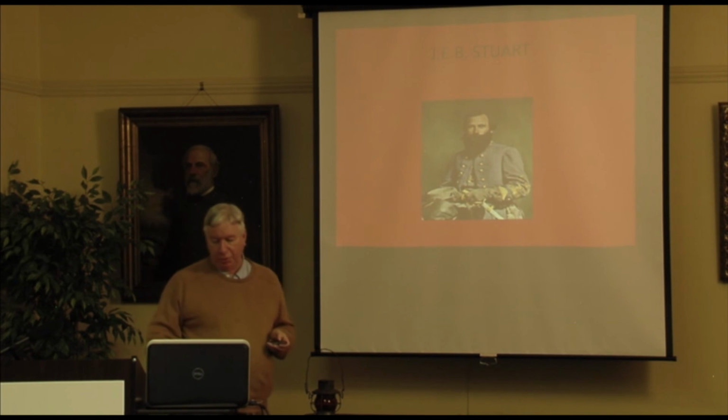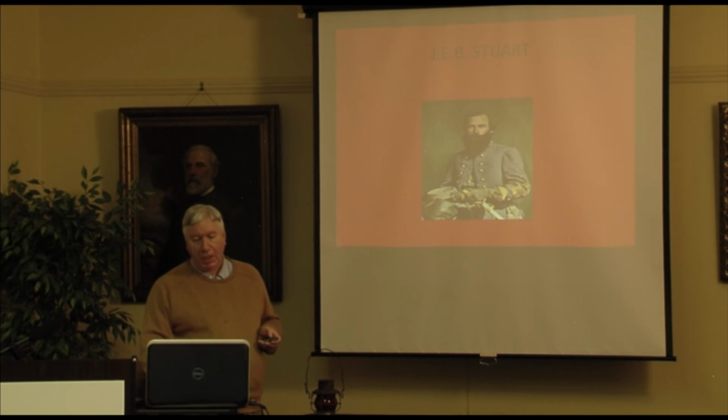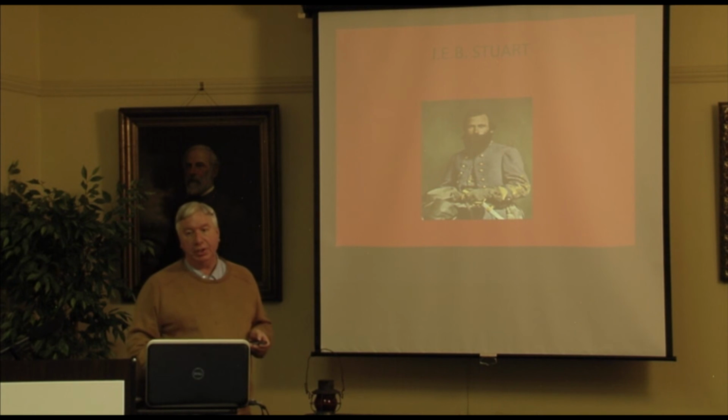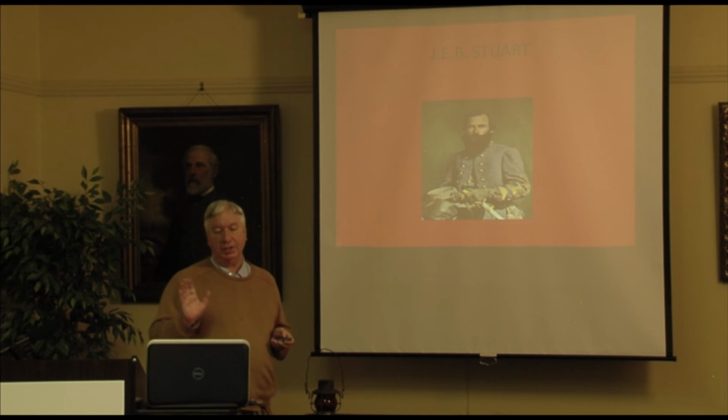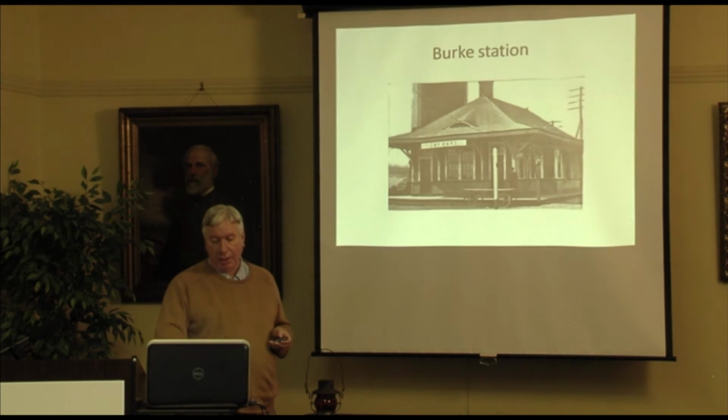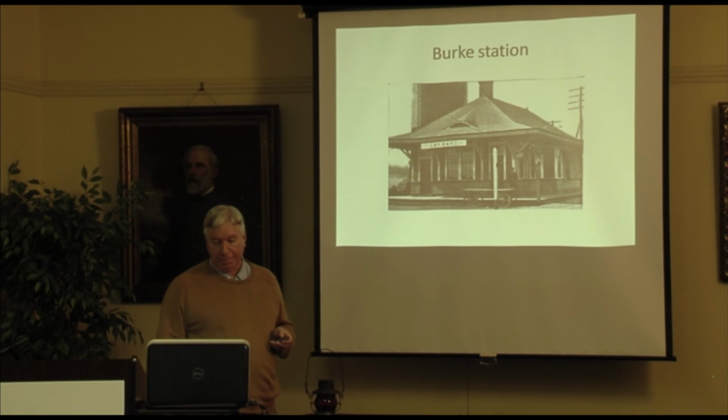Jeb Stewart is told by Lee to do the things that they typically do during the war. He's supposed to disrupt their supply lines, disrupt their communications, things like that. So he's doing what Lee tells him to do. So he goes up along the Orange and Alexandria Railroad. He goes to Burke, Virginia, and with 1,800 Confederate cavalry, he captures the station at Burke, Virginia.